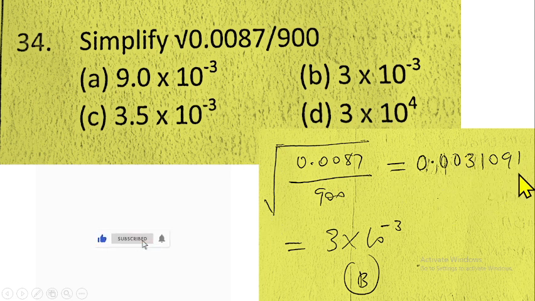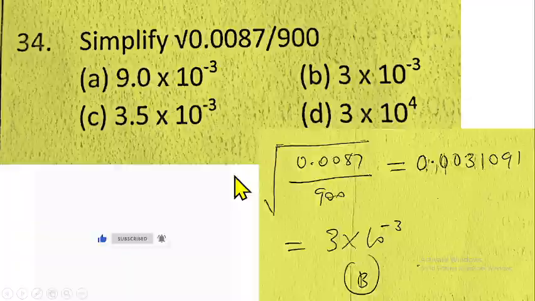Then convert this number to standard form. 1, 2, 3. You move the decimal point in between 3 and 1. So that should give us 3.1091 times 10 raised to the power minus 3, which is approximately this. So option B is the correct option for question number 34.